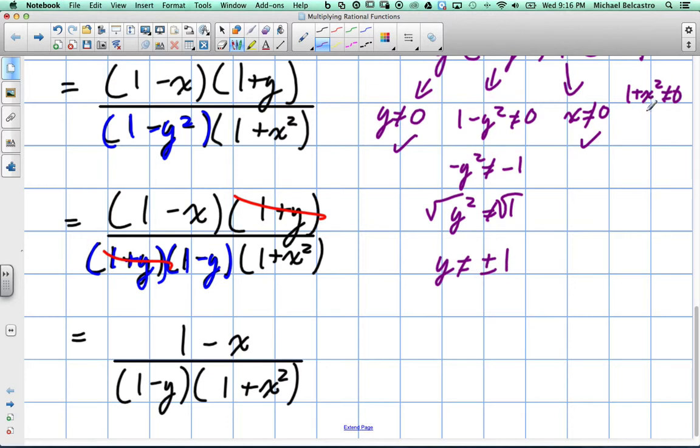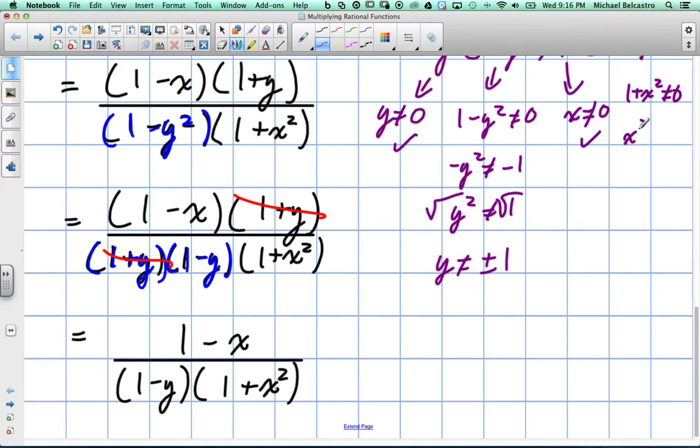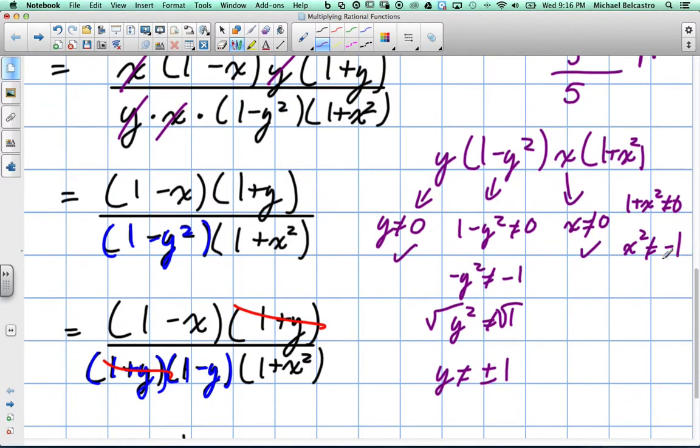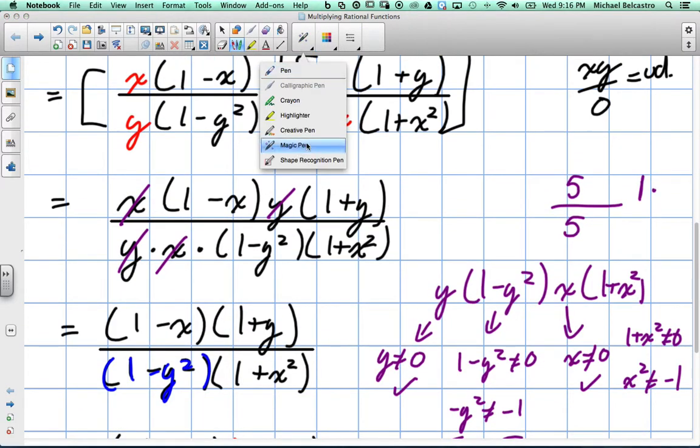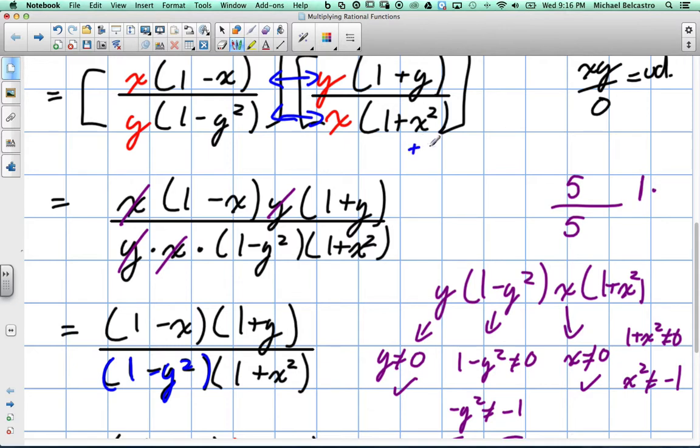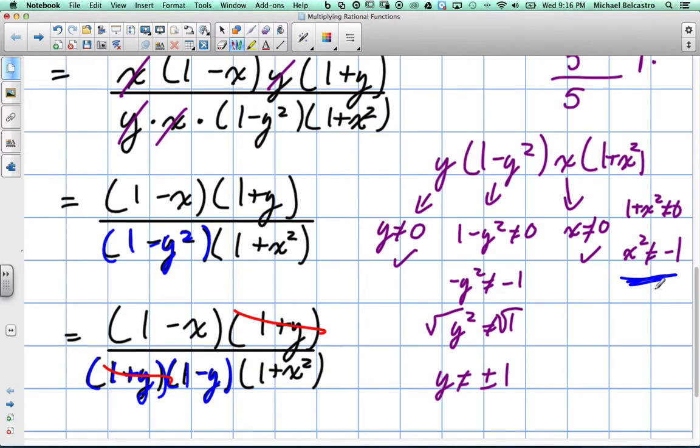Let's take a look. X squared cannot equal negative 1. And we actually can't find the square root of a negative, so there is no restriction in terms of that. And that makes sense because whether we have a positive value or a negative value, we're always going to get a positive number here, and 1 plus that will never equal 0. So there is no real restriction to work with that.